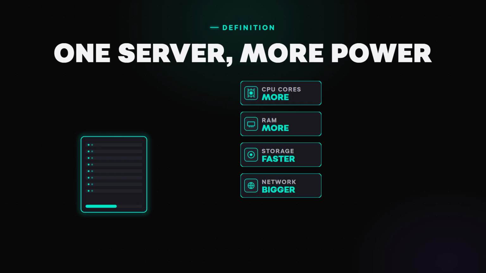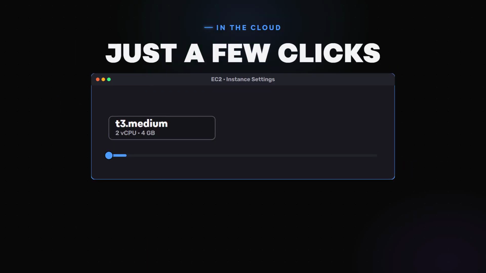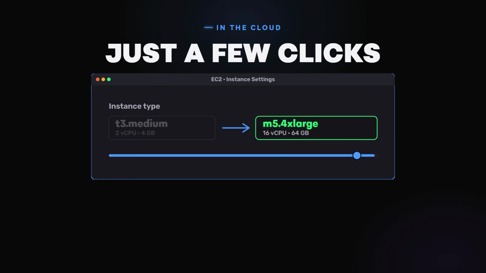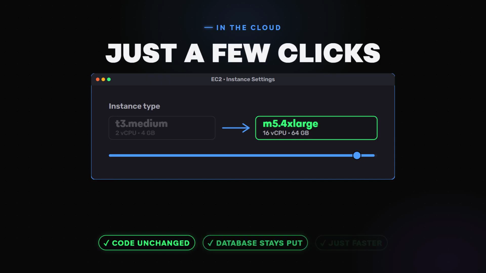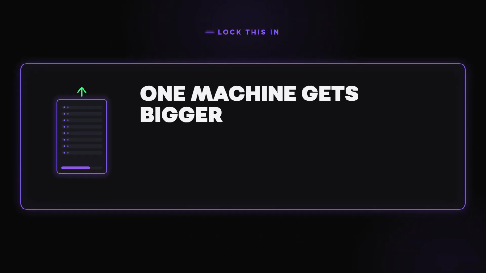The reason it's called vertical scaling is visual. If you draw your architecture as a box on a whiteboard, vertical scaling makes the box taller. The box grows upward. You will see why that image matters when we get to horizontal scaling, where the boxes multiply outward instead. In a cloud environment, vertical scaling is often just a few clicks. On AWS, you stop your EC2 instance, change the instance type, say from a T3 medium to an M5 4xlarge, and restart. Your application code does not change, your database does not move, everything behaves identically, just faster.